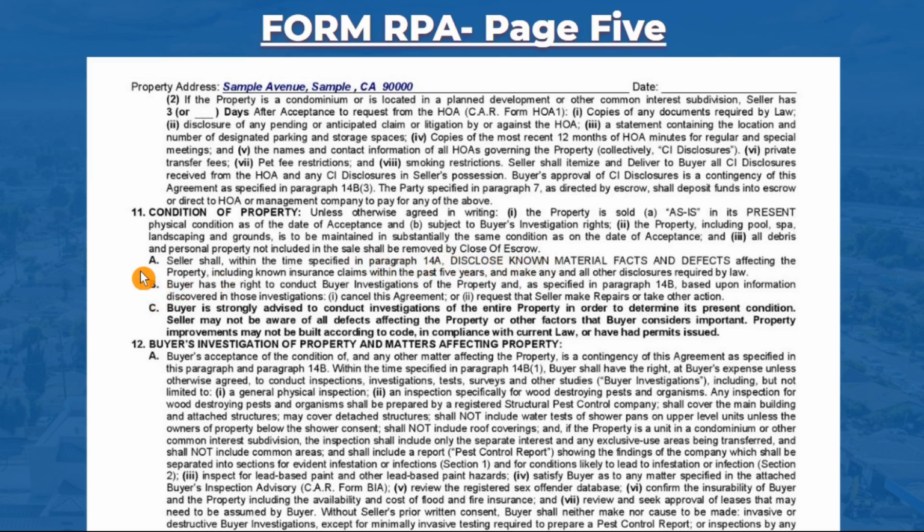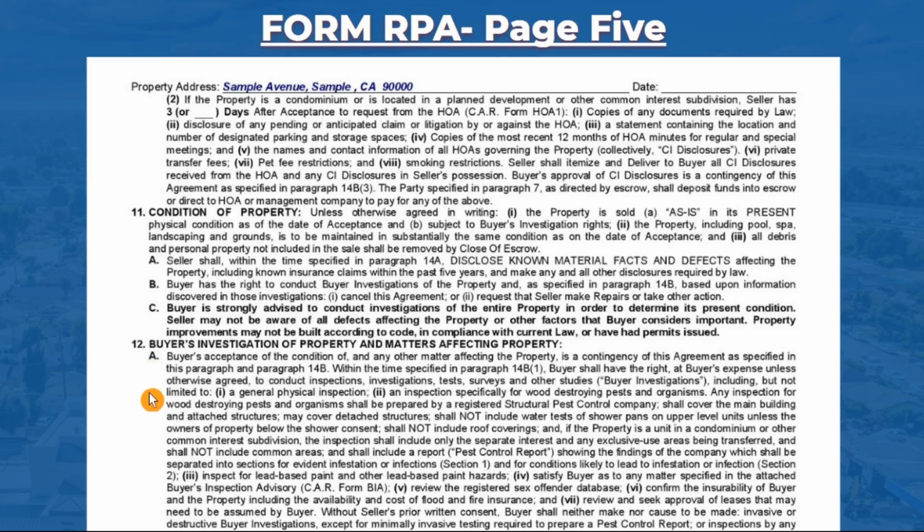The seller also states that they're going to disclose all known material facts and defects, and this restates that the buyer has the right to conduct investigations of the property as stated in paragraph 14B, which is coming up on page 6. This reiterates that the buyer is strongly advised to conduct an investigation of the entire property and needs to determine its present condition, because there may be things that the seller is not aware of. But you have a right as a buyer to do your property inspections, and I always urge my buyers to do that as quickly as possible in the transaction.